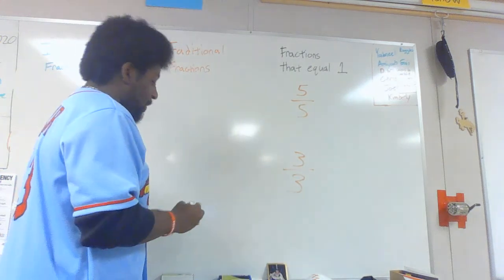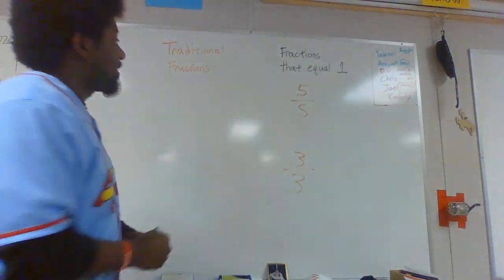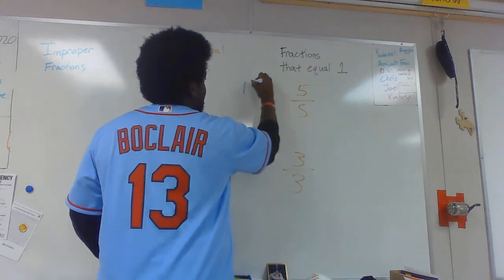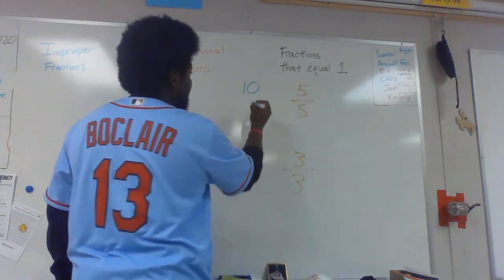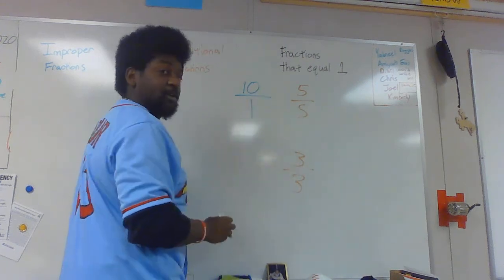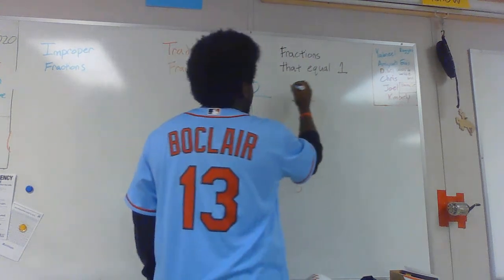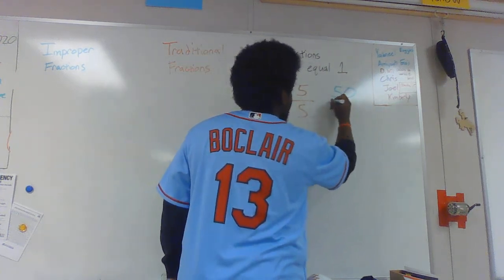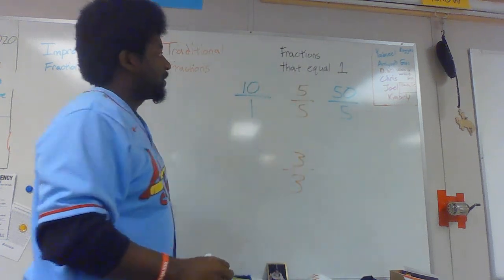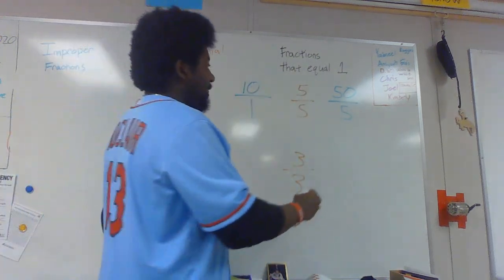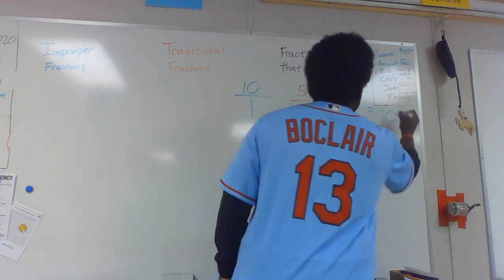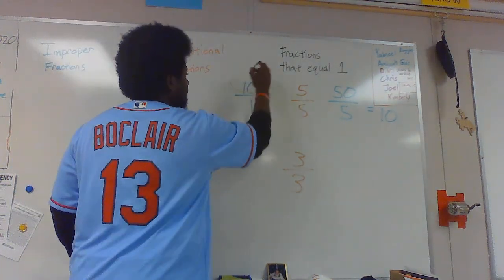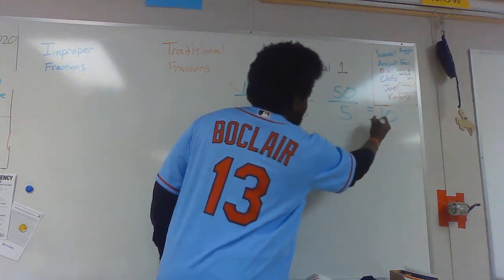Watch. This time let's use a little bit easier number. Let's use 10. 10 is 10 over 1. 10 times 5 is 50. 1 times 5 is 5. 50 divided by 5 is 10. So y'all, even though I did that math problem, you can see that I started with 10, and at the end, I ended with 10.